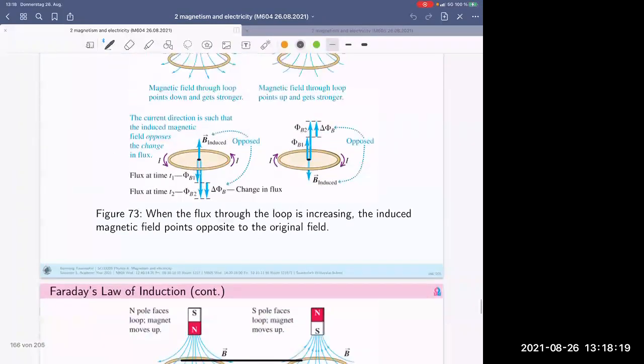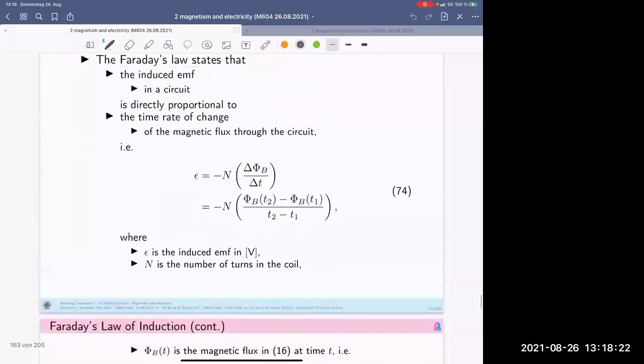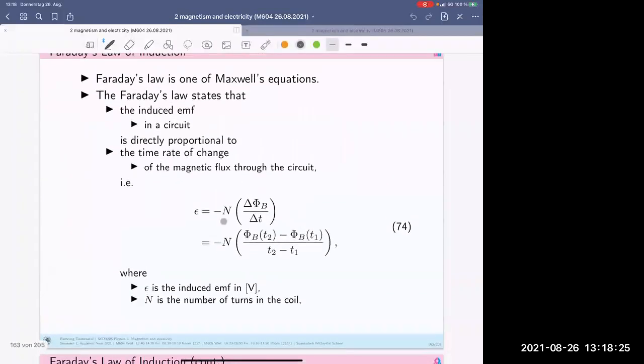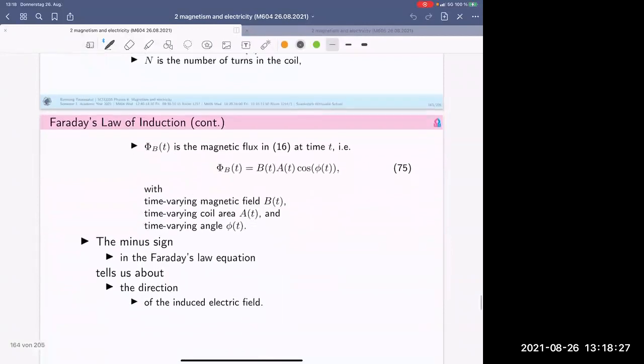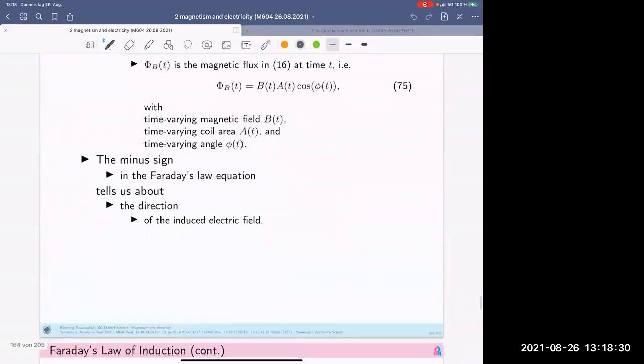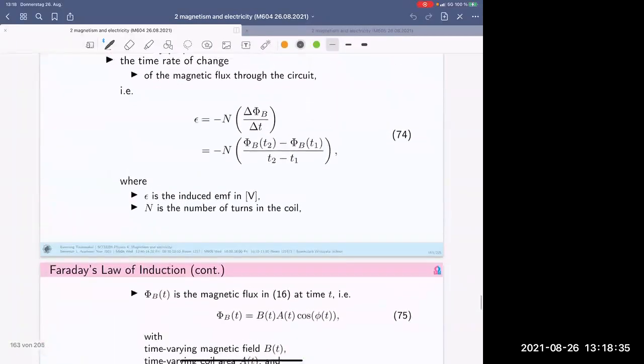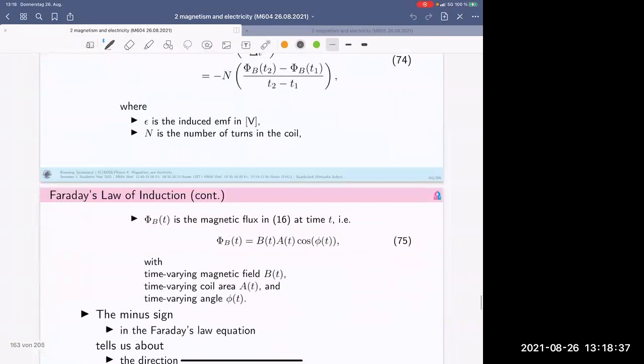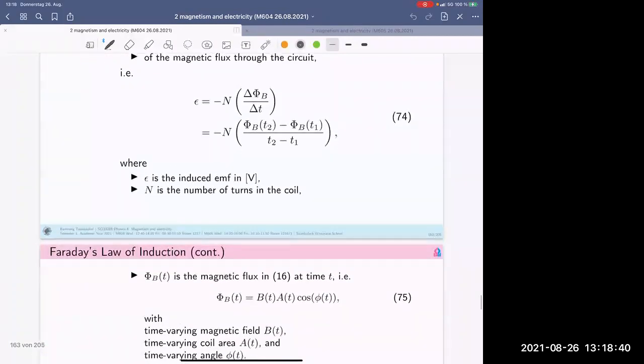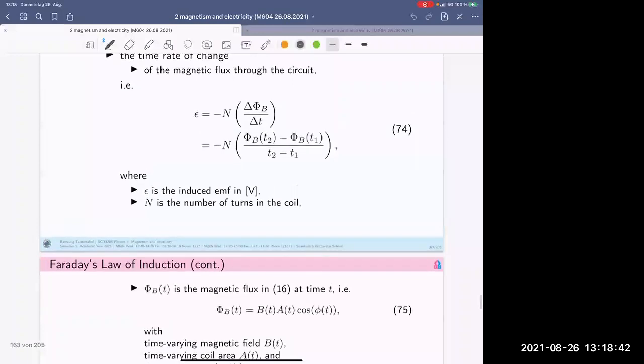So we have to talk about Faraday's law, right? We have Faraday's law as this one. Epsilon is the EMF, that's for the generator. Faraday's law is epsilon equals minus N delta phi B by delta t, right? And phi B is this one.